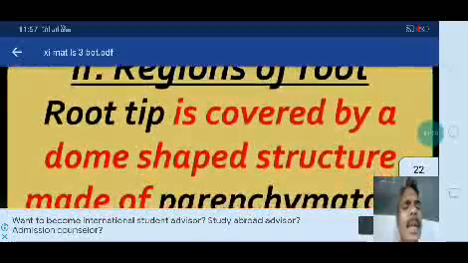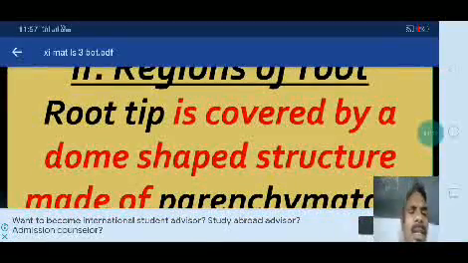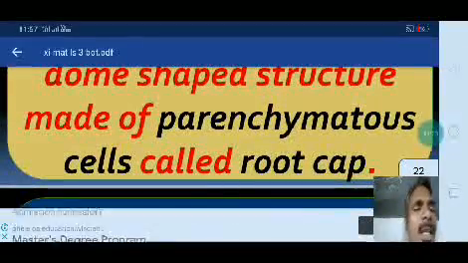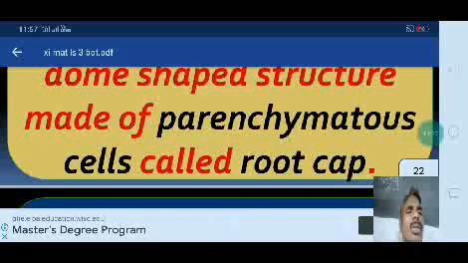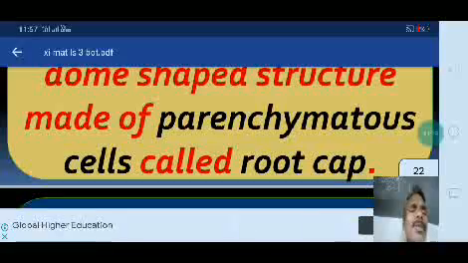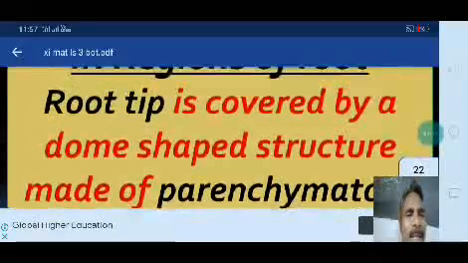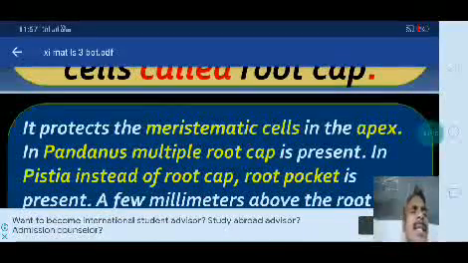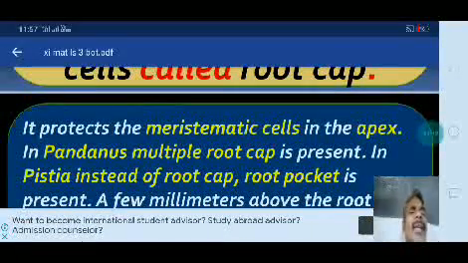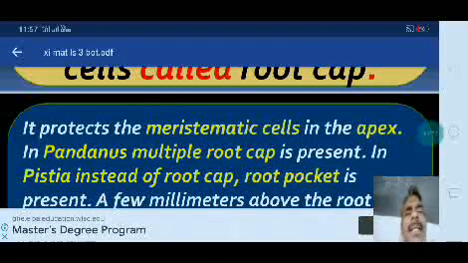Regions of the root system. The root tip is covered by a dome-shaped structure made of parenchyma cells called the root cap. The root cap protects the meristematic cells in the apex region.